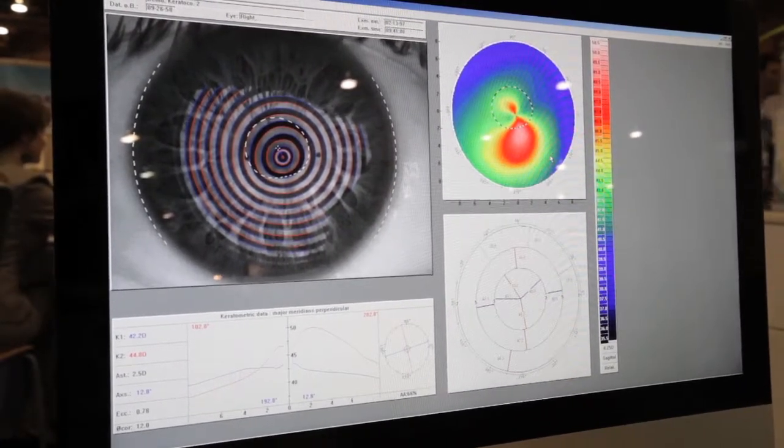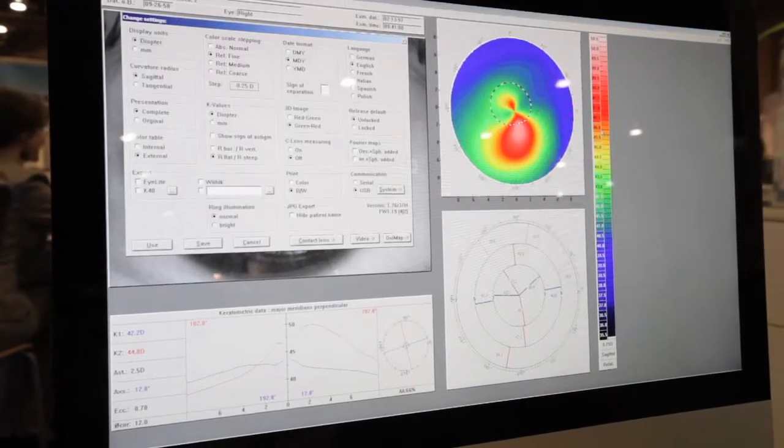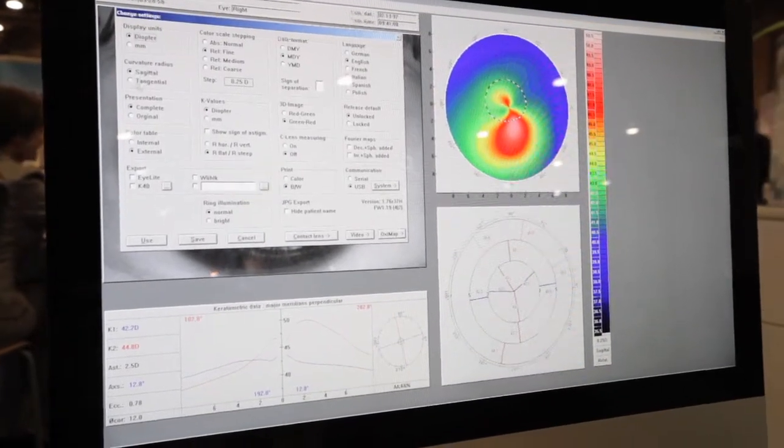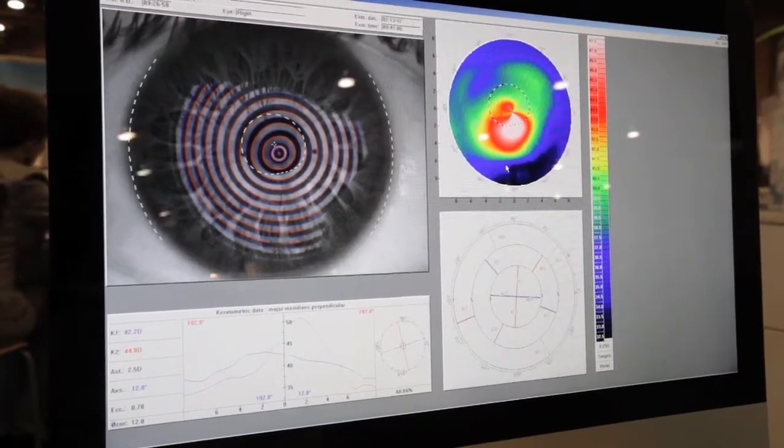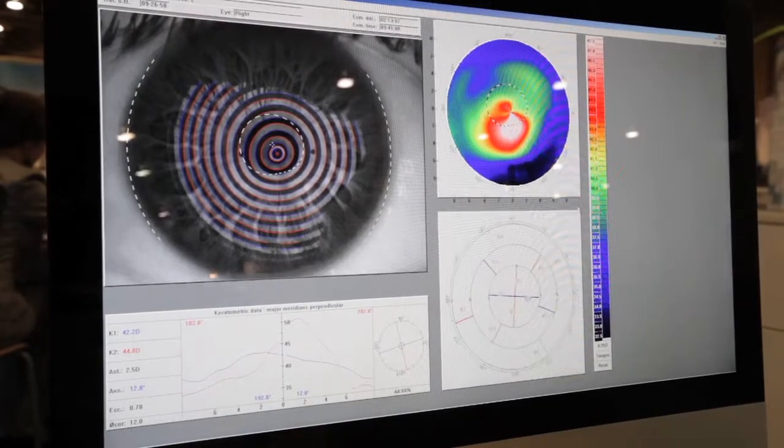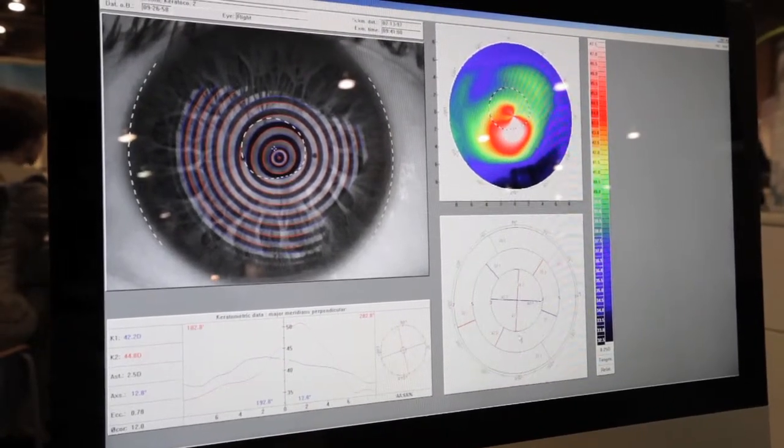Up here we have the sagittal or tangential map. You have the choice of going back and forth between sagittal or tangential map, and you can see the topography map up here when you switch.